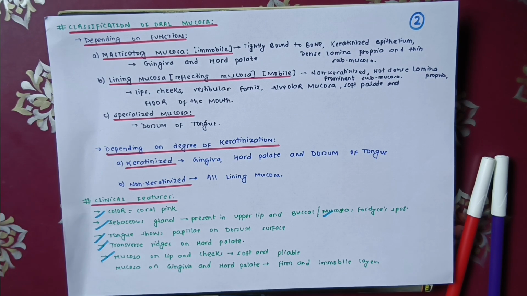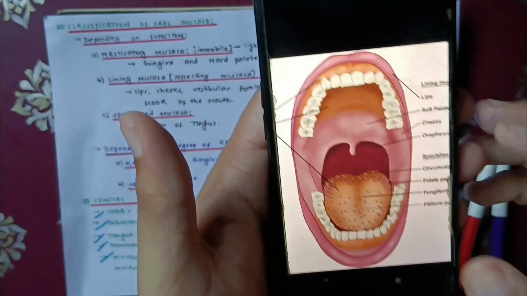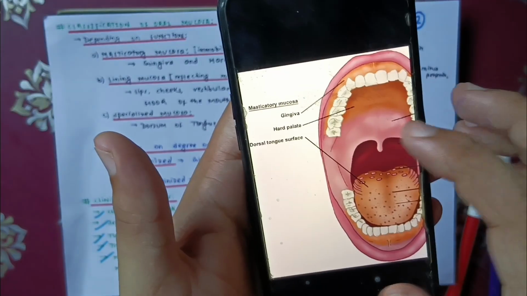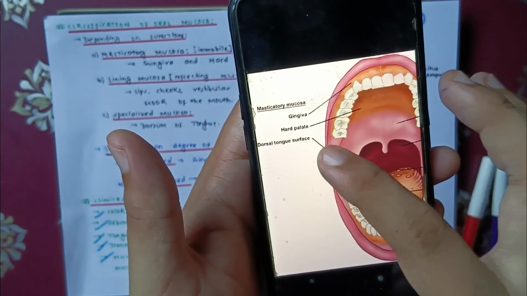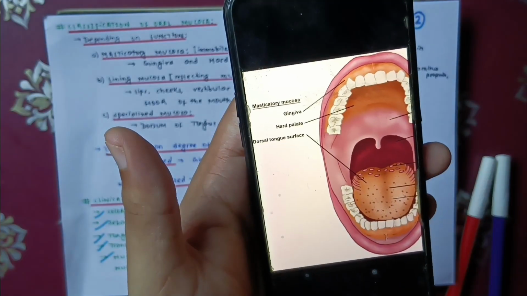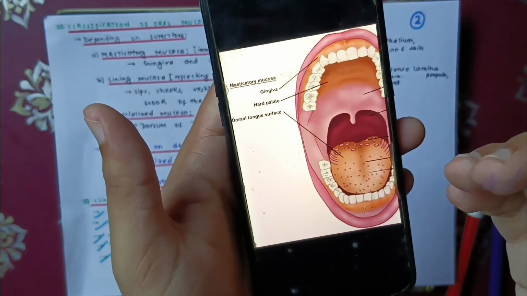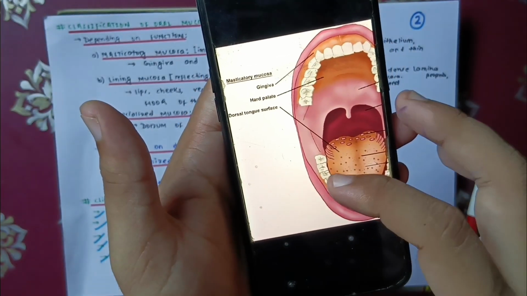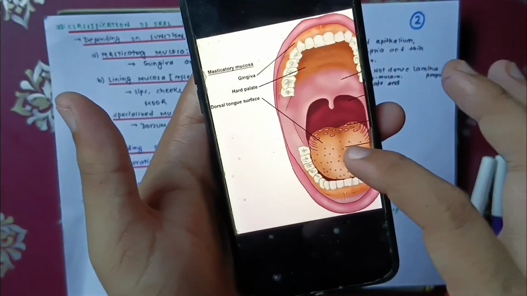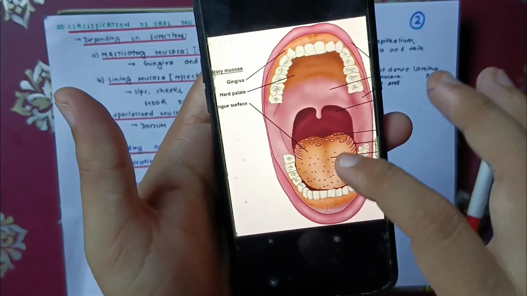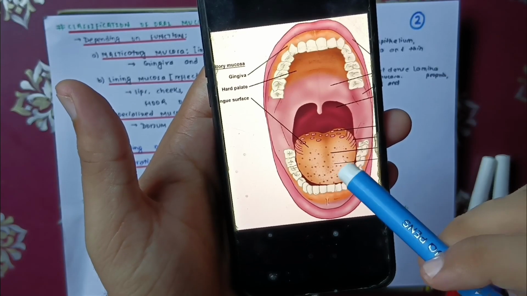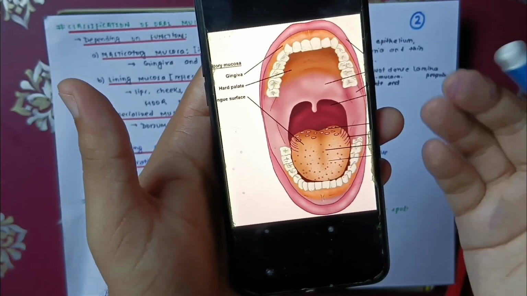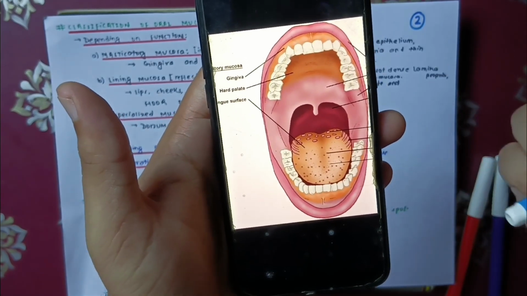In this picture, as you can see here, this is the masticatory mucosa. The brownish portion is the gingiva, and this is the hard palate. The hard palate is anterior and the soft palate is posterior. On the dorsal tongue surface, we can see the papillae. The spot-like structures are the papillae, and they constitute the taste buds and are responsible for taste sensation.